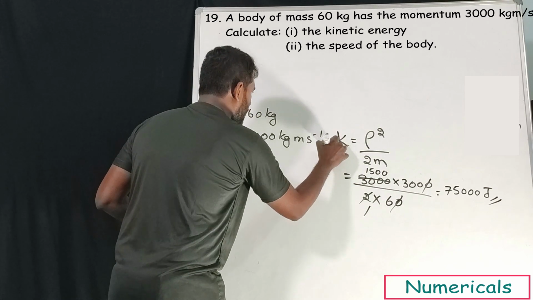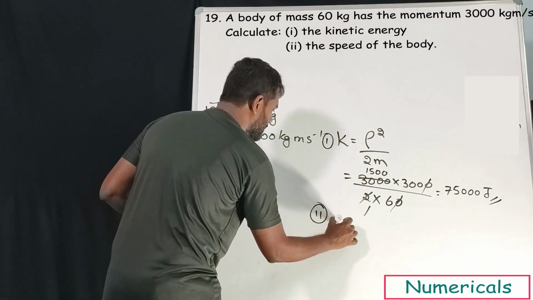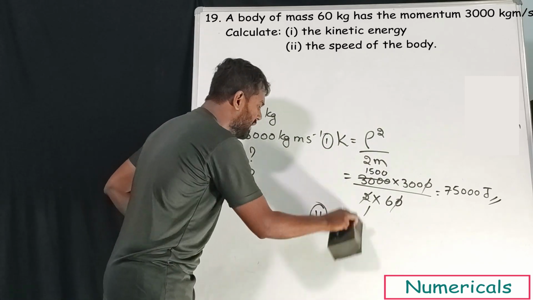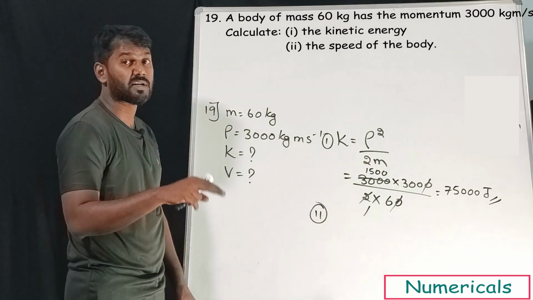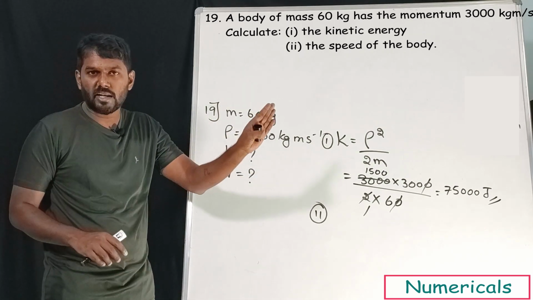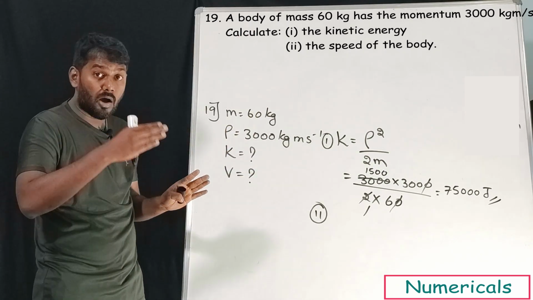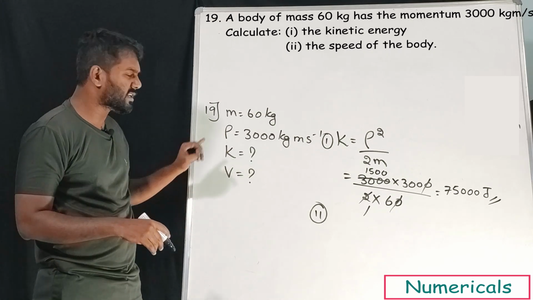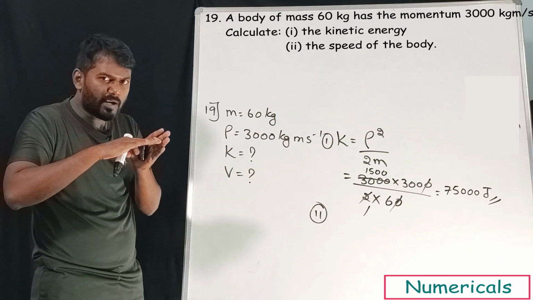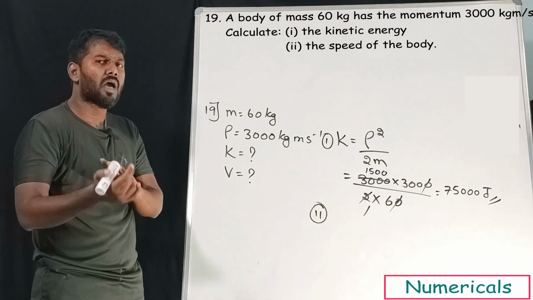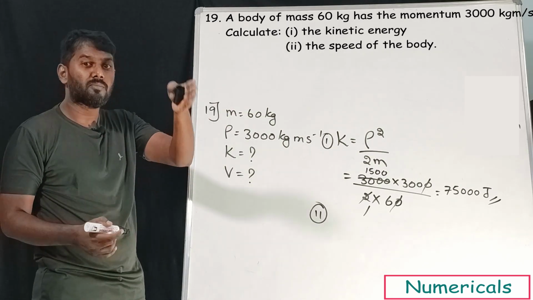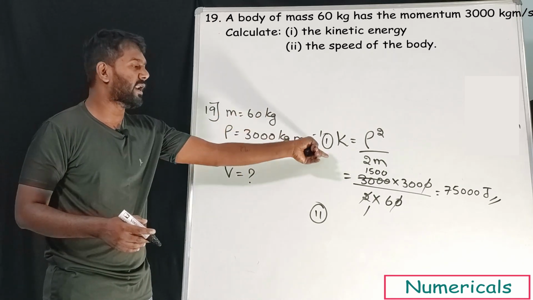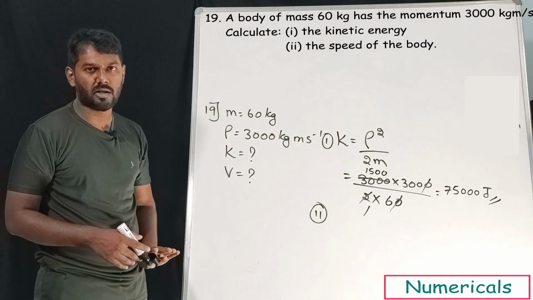Okay, we found the kinetic energy. Second one, we have to find the velocity. Now how is velocity related to kinetic energy and momentum? Kinetic energy is equal to half mv square. Correct. Then what is the formula for momentum? Mass into velocity. See here, when it comes to momentum, it is just mass into velocity. In kinetic energy, half mv square, which is complicated. So we don't have to use the kinetic energy formula. So we'll use the momentum formula itself.